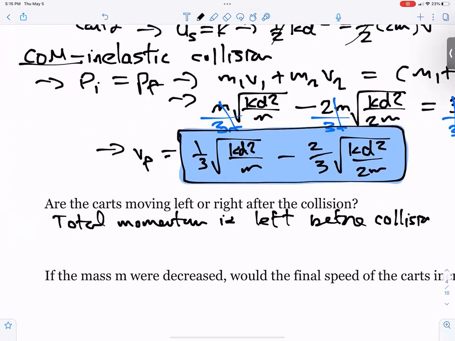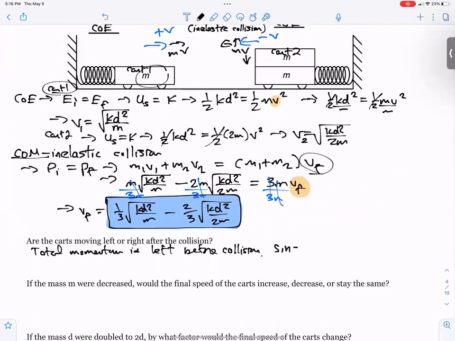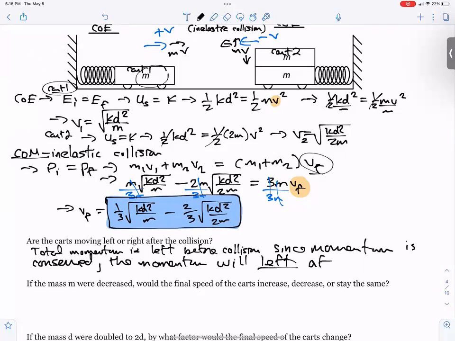And this again is because cart 2 just has an overall greater momentum before collision. Okay, now since momentum is conserved, the momentum will be left after collision.